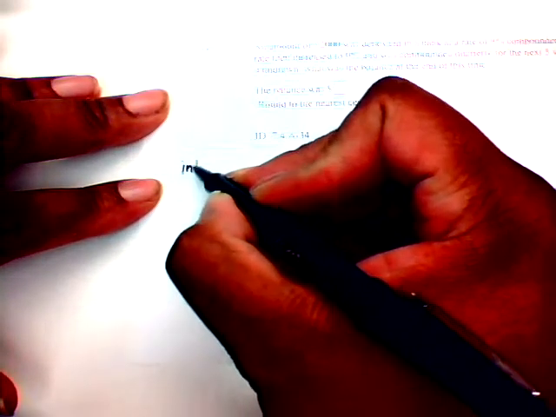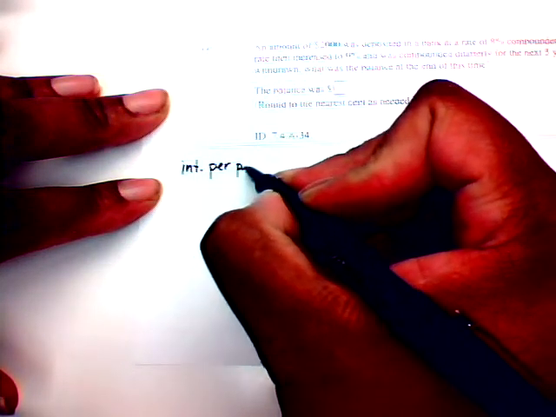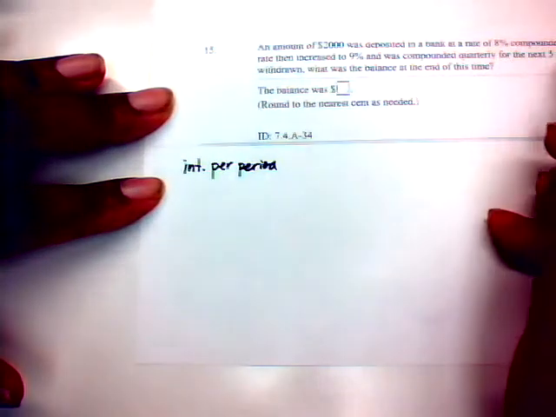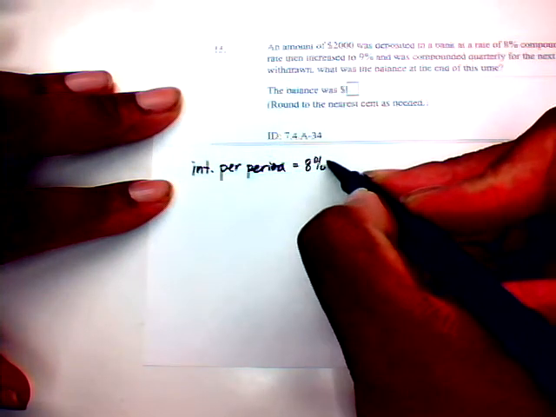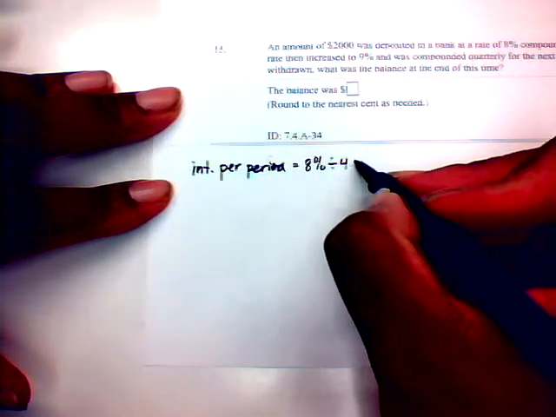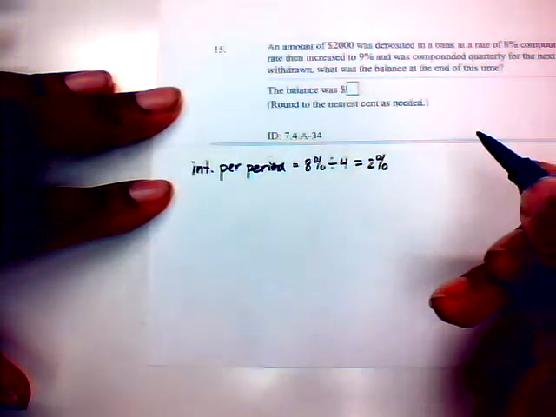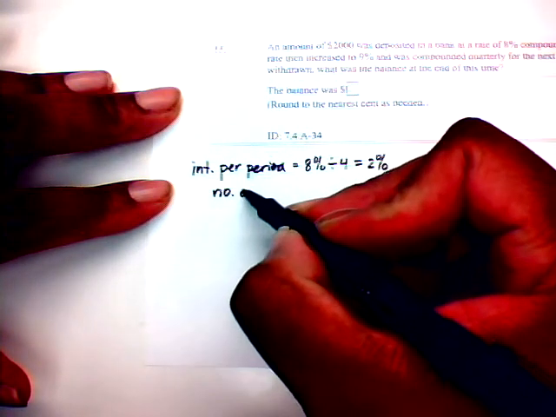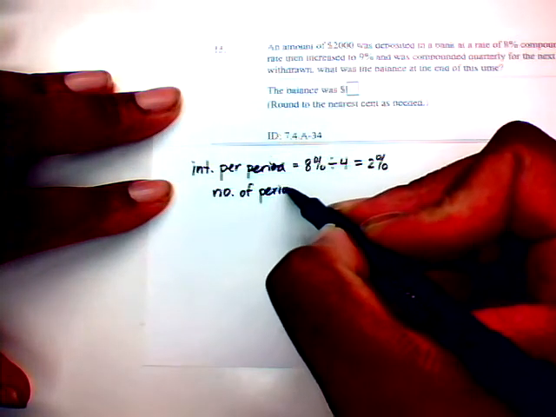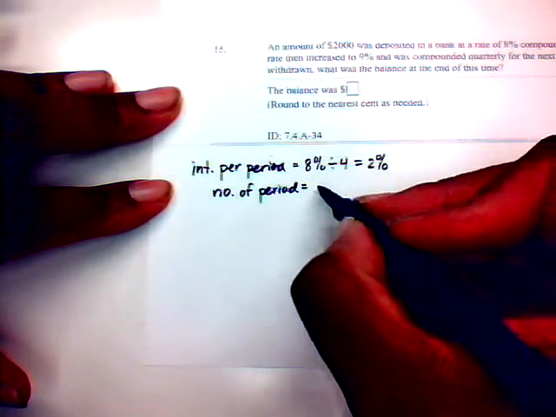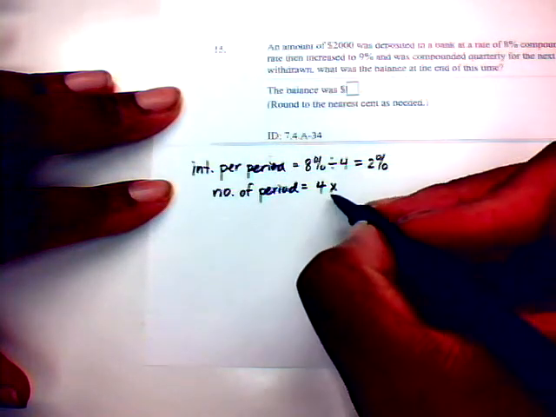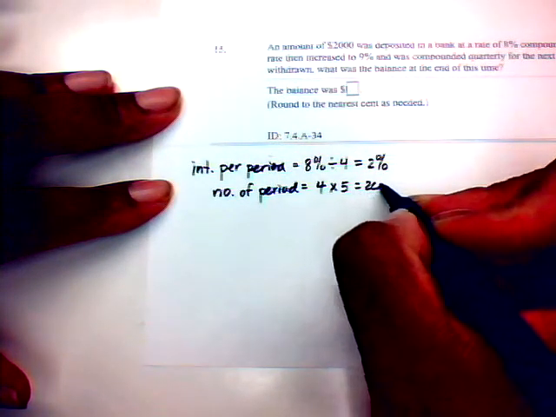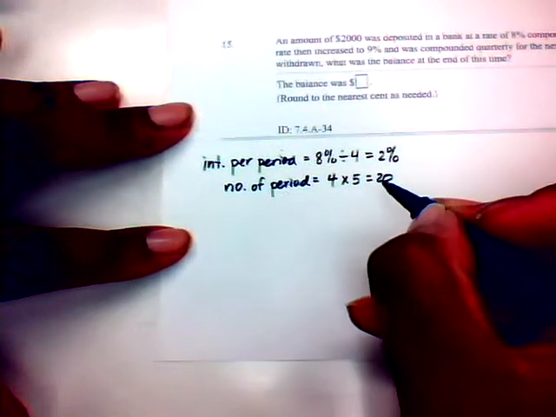Okay, so now we're going to find out the interest rate per period for the 8% compounded quarterly for 5 years. So 8%, if it's compounded quarterly, we divide it by 4, which will give you 2%. And then we want the number of periods. Since it's compounded quarterly, there are 4 compoundings in a year for 5 years. That means that there are 20 periods total.